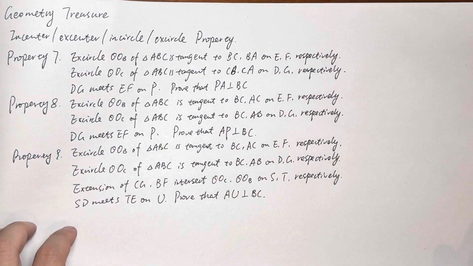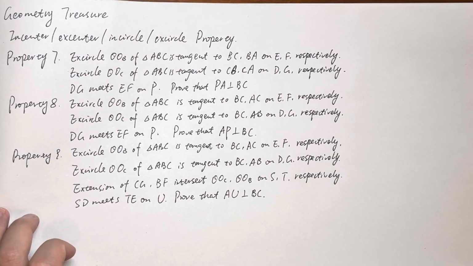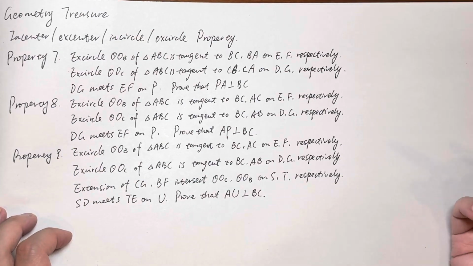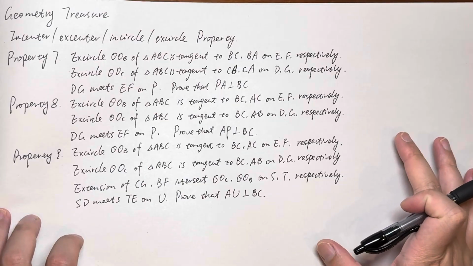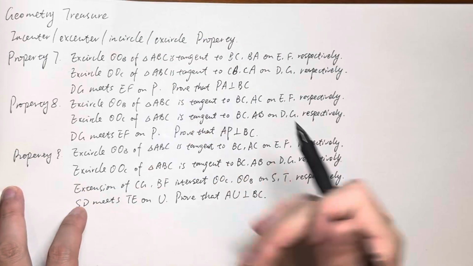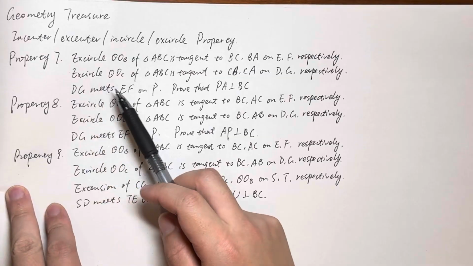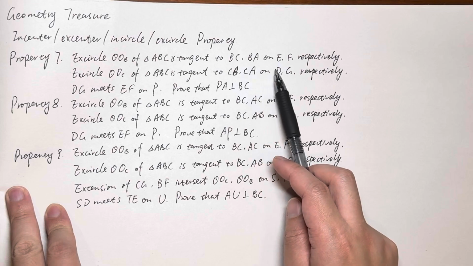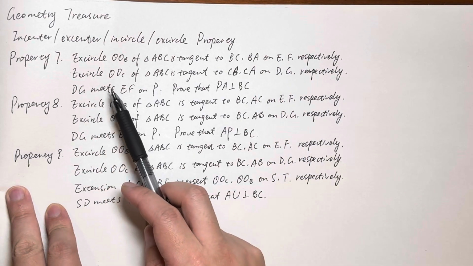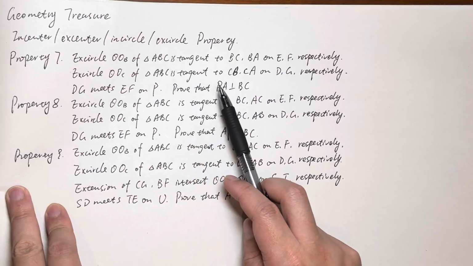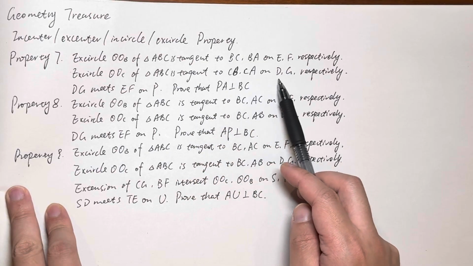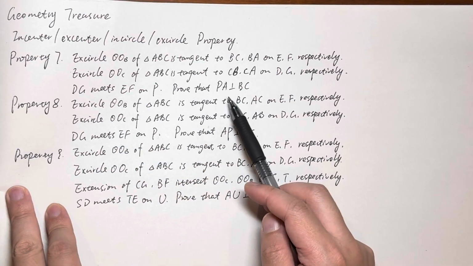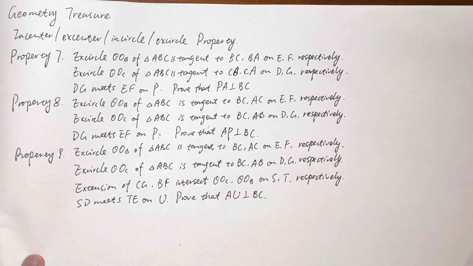So let's continue on the geometry treasure, Incenter, Excenter, Incircle, Excircle properties. Property 7: if you just look at these three properties, they basically have a similar problem set, and let's prove it. Property 7: Excircle OB of triangle ABC is tangent to BC, BA at E, F respectively. Excircle OC of triangle ABC is tangent to CB, CA at D, G respectively. DG meets EF at P. Prove that PA is perpendicular to BC.